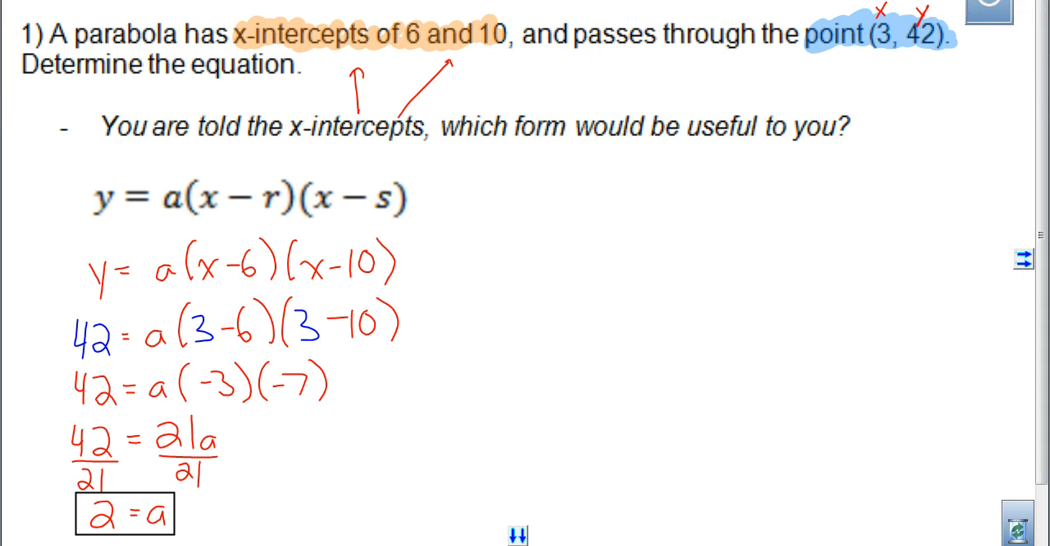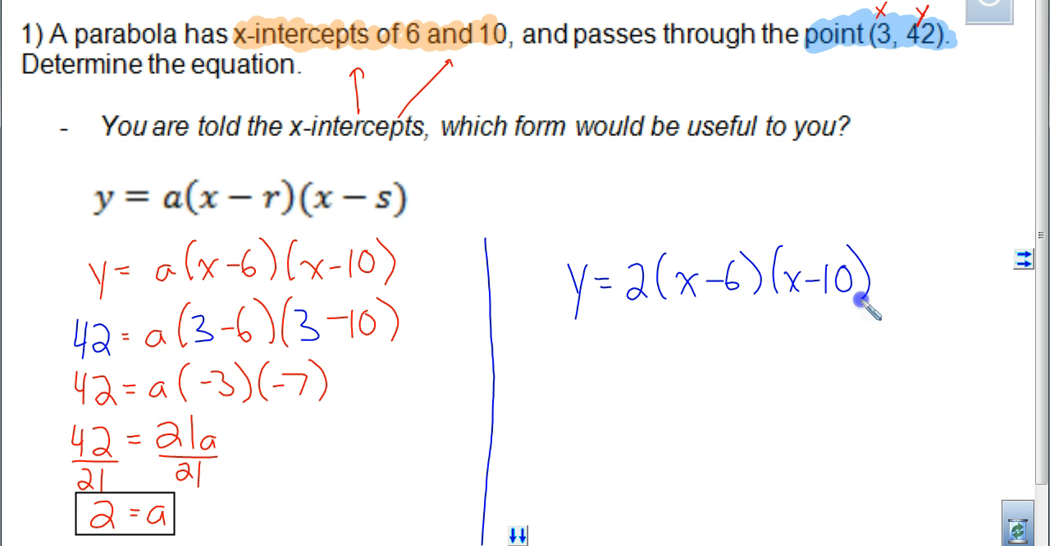This will give me my final answer. I want to write down what the equation is, remember. So I'm just going to draw a line to separate my work here. So y equals 2 times x minus 6 times x minus 10. So again, we use the factored form because we're told the x-intercepts, and that's when the factored form would help us. So substituting those x-intercepts into the factored form, I can then substitute this point, x and y, for my x and y variables, and then solve for what a is.